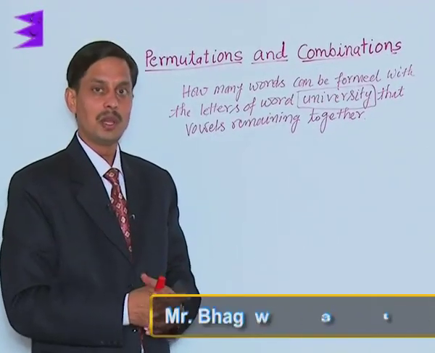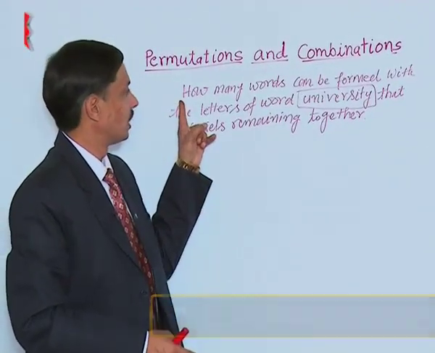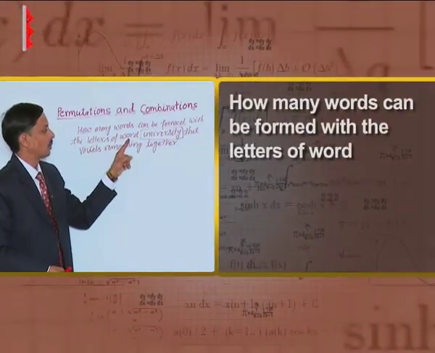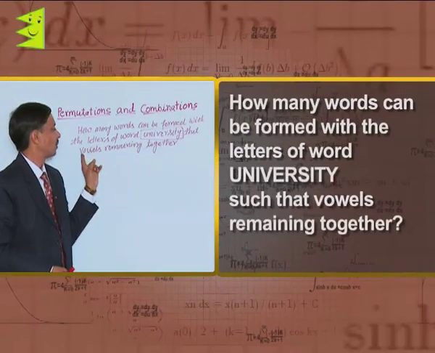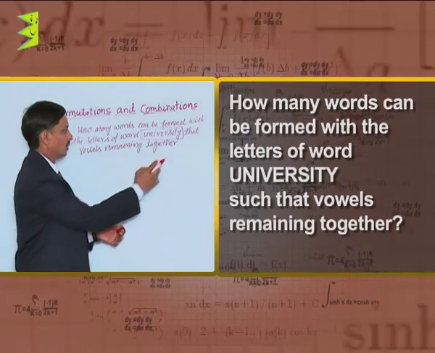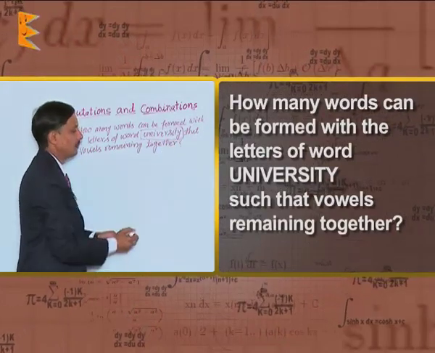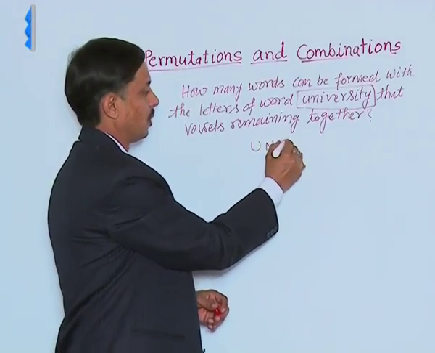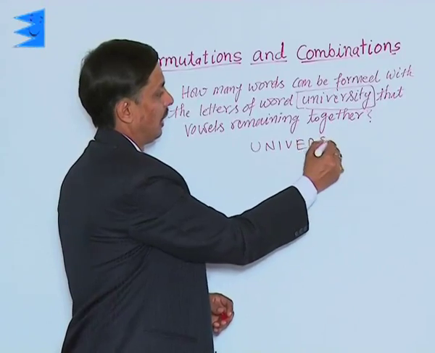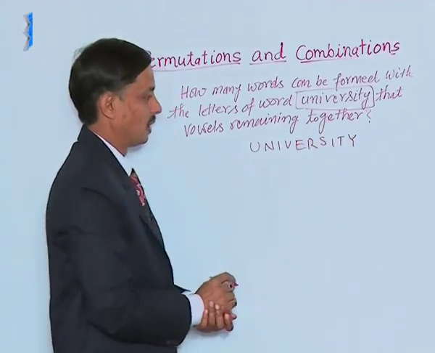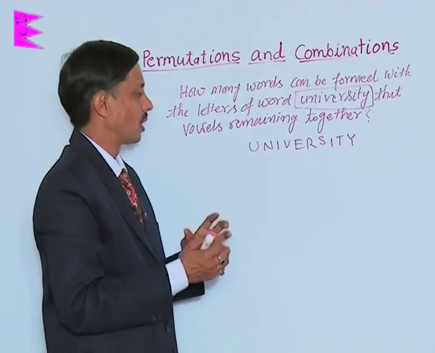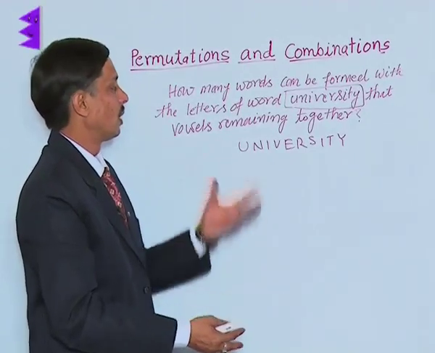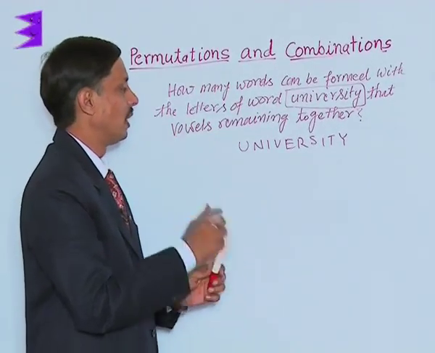Now one more problem related to the same permutations: how many words can be formed with the letters of the word UNIVERSITY such that the vowels remain together. This is again a question of conditional permutation. First I want to tell you these are the letters used in writing the word UNIVERSITY. The condition is that all vowels remain together.